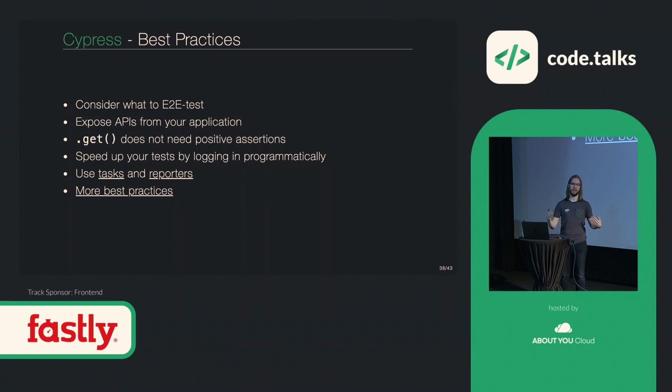and write bigger tests. Then I just gave the example, it might be useful to expose an API from your application for the tests, so the tests can do some configuration, tell the web app what it expects to see, or what it is that it wants to test now. Maybe also to initiate your state. Get doesn't need a positive assertion, it just does that for you.